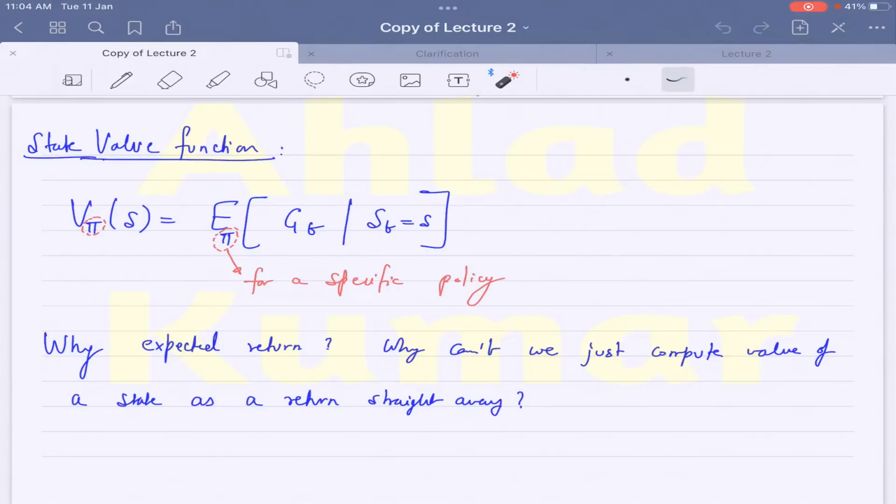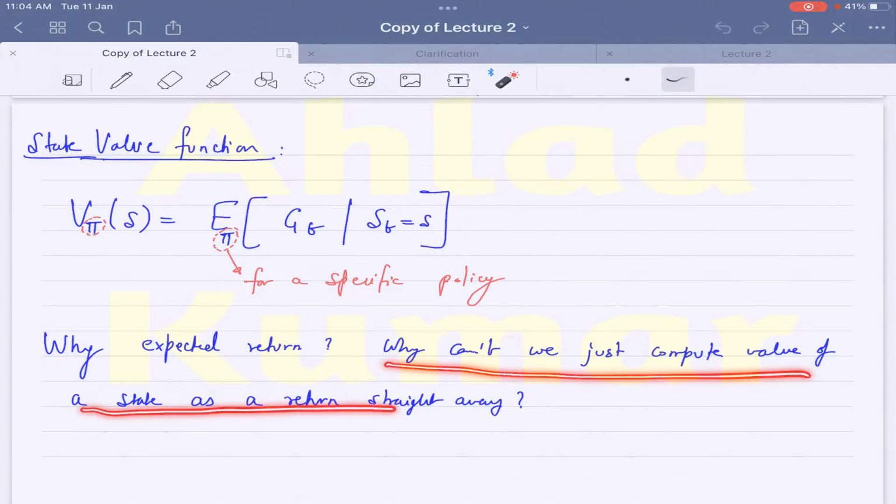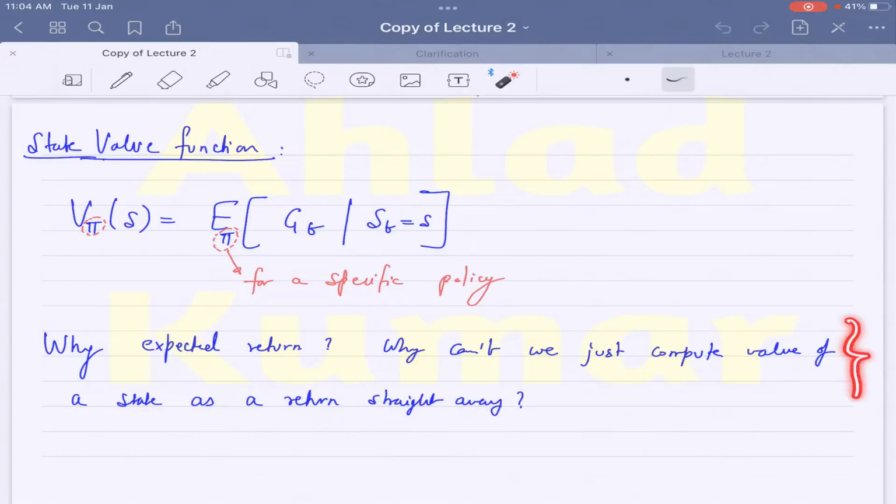And the question about why expected return, and why can't we just compute the value of a state as a return straight away, I have already discussed in case of Markov reward process. As we know, returns will be different for different trajectories. We had taken a small example in case of Markov reward process. If you have not gone through my lectures on Markov reward process, you can go through them and check back again on this discussion. Because the different trajectories give you different returns, it's a sort of random variable and we want to know the expected value of this random variable. That's why we are doing expectation.